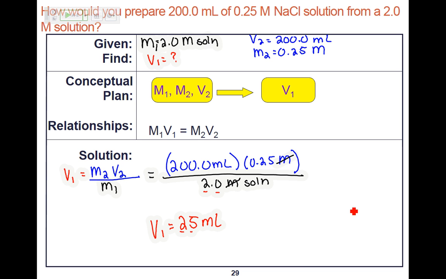So would it be wrong for me to put 2.5 times 10 to the negative 2 liters? Would that be wrong, if you put it in liters? No, that's not wrong. You can convert it to liters. It just depends on what I'm asking for. So in the lab, I can take 25 milliliters and dilute it to a total of 200 milliliters. If I were using my molarity relationship to figure out the moles, I need to convert it to liters because that's what I want.